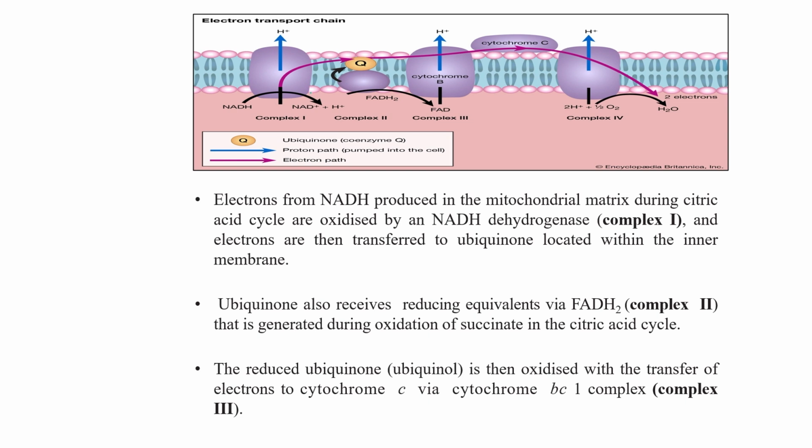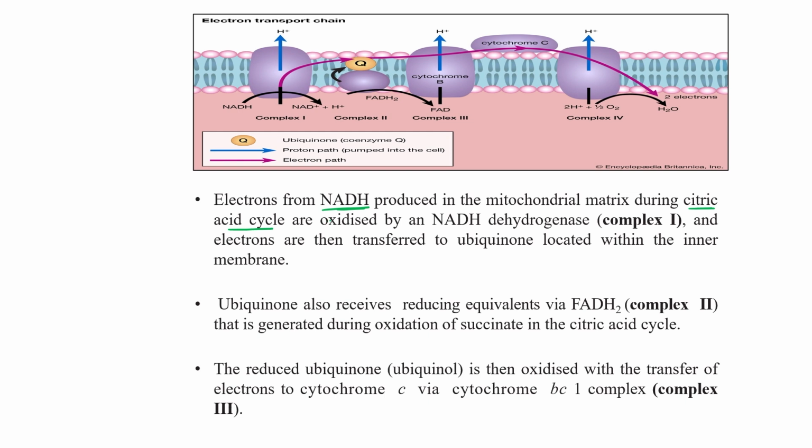This is the inner membrane of mitochondria, and this electron transport chain contains many carrier molecules, as you can see over here: complex 1, complex 2, complex 3, complex 4. Some molecules act as mobile carriers, like cytochrome C. So the electrons from NADH produced in the mitochondrial matrix during the citric acid cycle, which we have just discussed, there are certain steps where NADH and FADH2 have been generated.